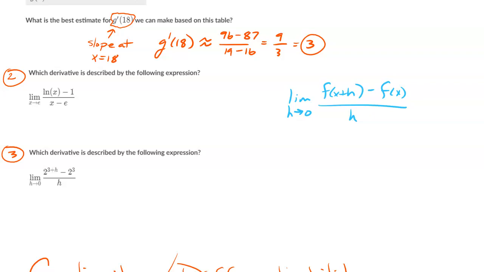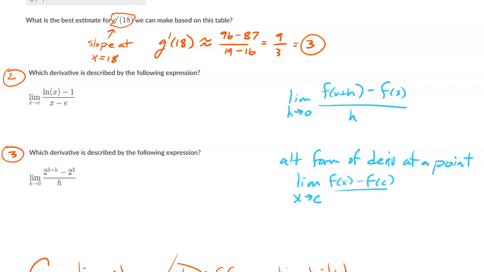Now, when I looked in the Khan Academy questions to see what was covered, they also covered the alternative form of a derivative at a point. Now, this formula only works at a specific value. It's the limit as x approaches c of f of x minus f of c over x minus c.